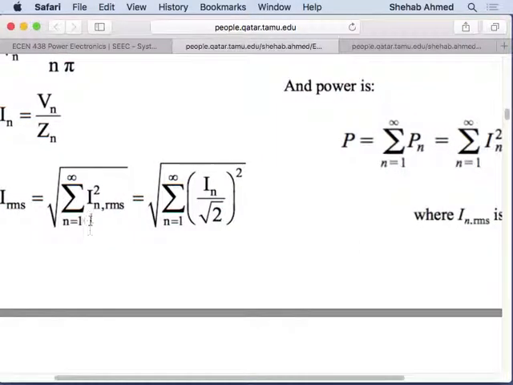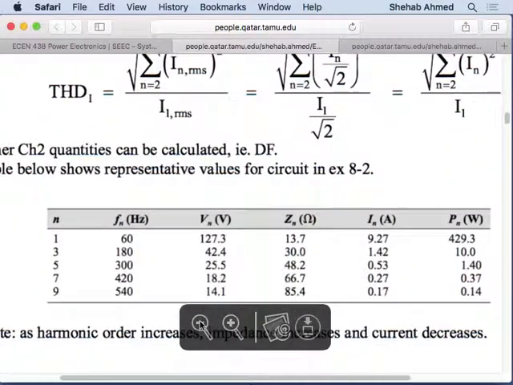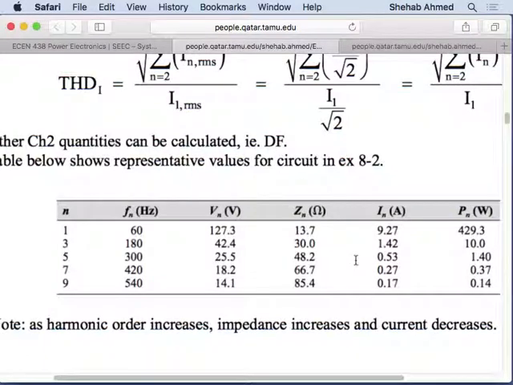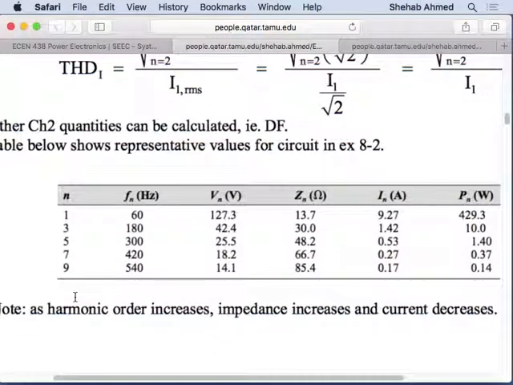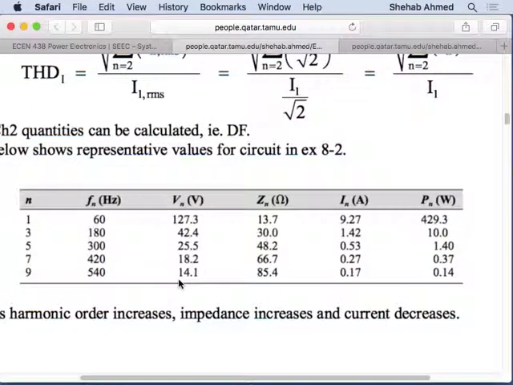Yeah. So here they do this for us, and they do the calculations for that square waveform up to the ninth harmonic. So there's the frequency, the voltage harmonics, the impedance at the various harmonics, the current, and obviously you see this is a lot smaller than the 9.27 fundamental, right? And then the power at the corresponding harmonic, right?